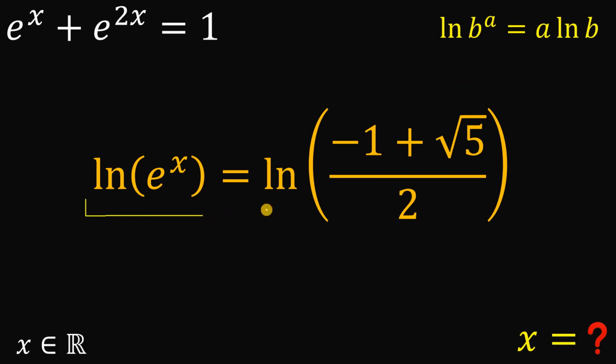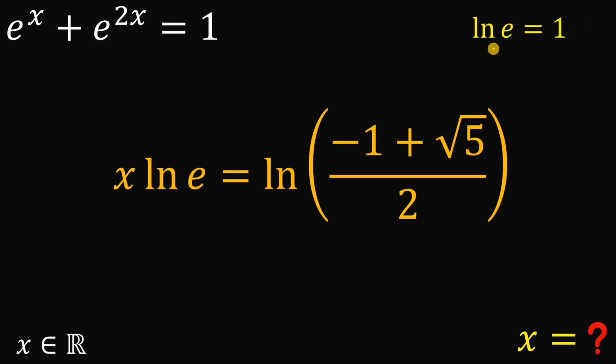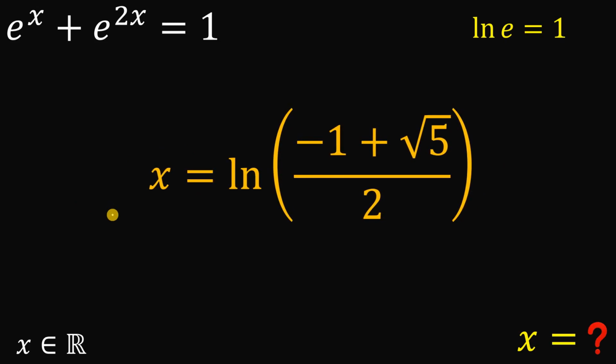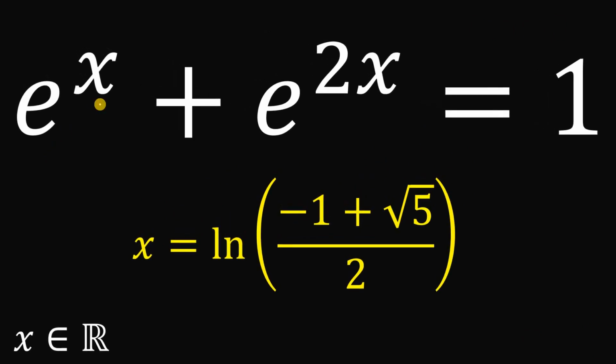So, the left-hand side of our equation, we can write as x multiplied by ln of e. But ln of e must be equal to 1, because the base here is just e also. So ln e to the base of e must be equal to 1. So the left-hand side is just x. And that is the value of x. Therefore, the value of x given this equation, e raised to the power of x plus e raised to the power of 2x equals 1, we get ln of (negative 1 plus the square root of 5, all over 2). And that is the value of x.